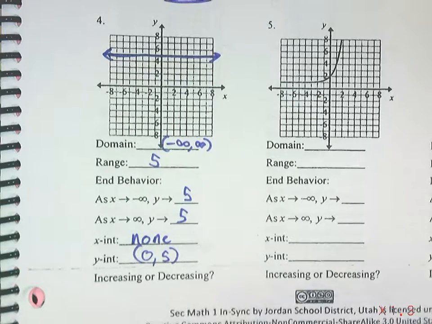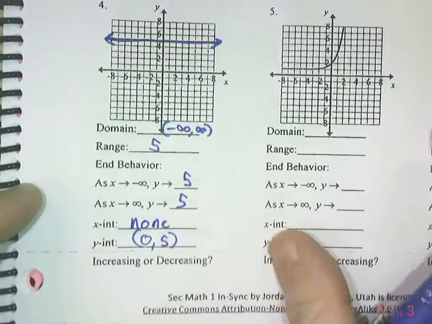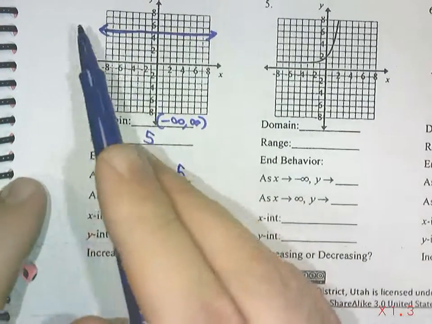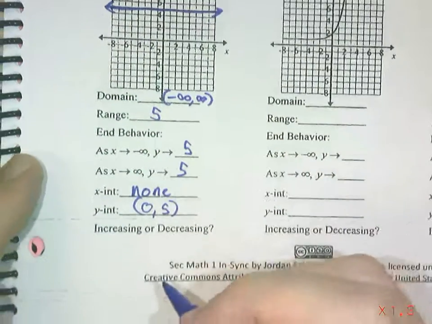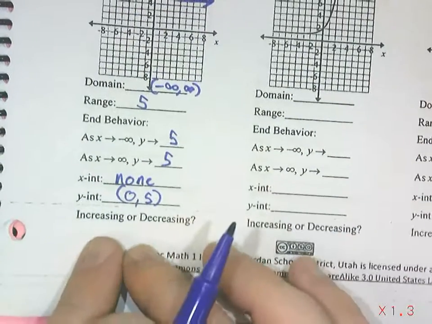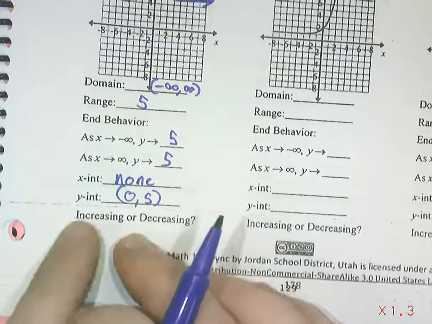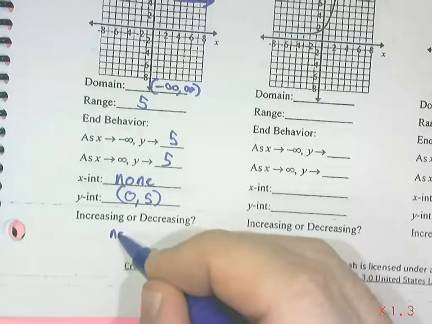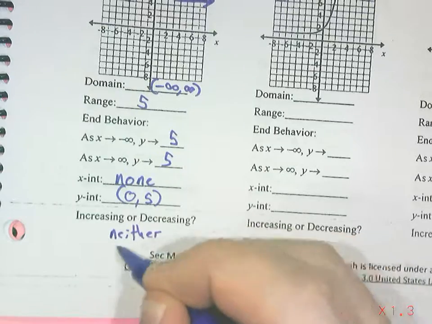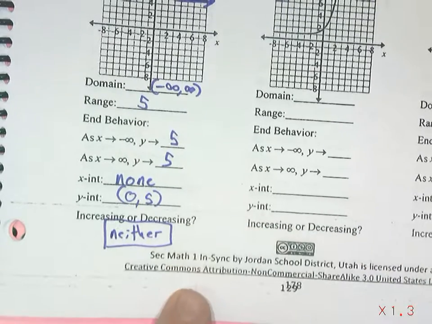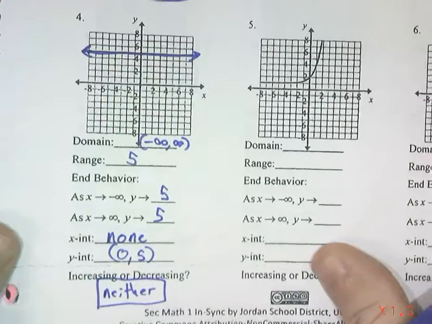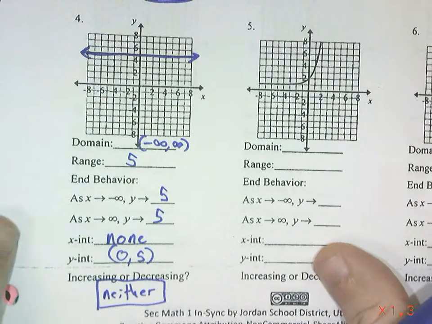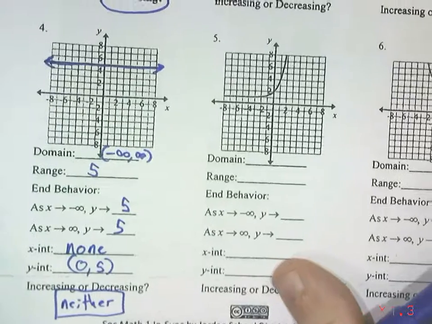Okay? Is this increasing or decreasing? Well, it's not going up or down, is it? If you go from left to right, it's staying even. So this worksheet doesn't say it, but on the test and test view and stuff, there will be another option that is neither, which is what this is. Okay? It's neither increasing nor decreasing. It is a horizontal line. Okay? So that's that one.